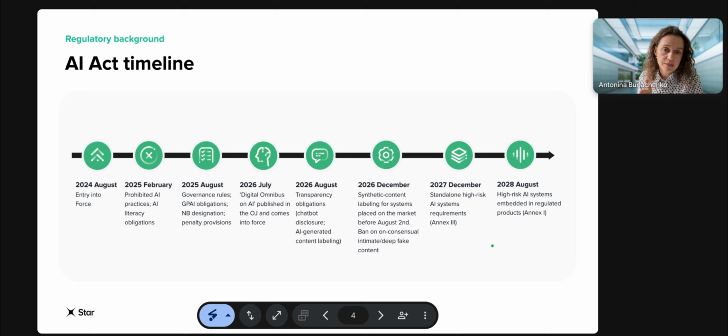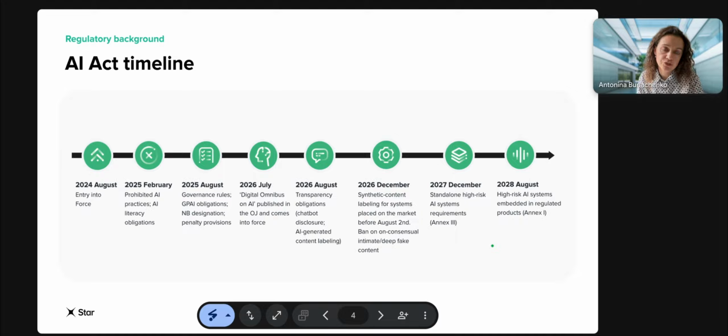So in early August this year, 2026, transparency obligations came into force. Those transparency obligations relate specifically to disclosure of chatbots, and also to labeling of AI-generated content. A small note: if your AI system was placed on the market before the 2nd of August this year, then you have a grace period, and the requirements for synthetic content labeling start being applicable to you in December 2026. Besides that, in December 2026, the ban on non-consensual intimate and deepfake content also comes into force.